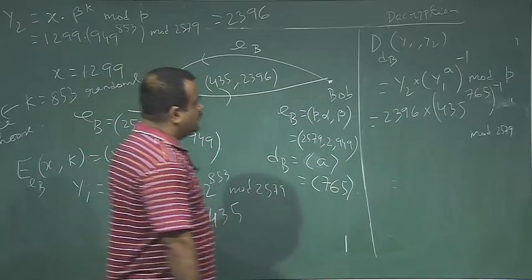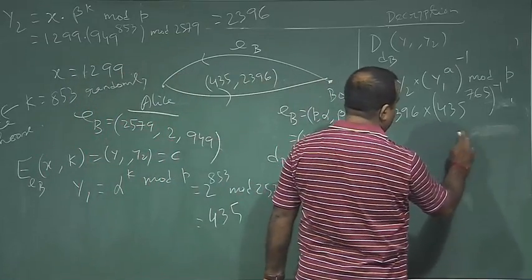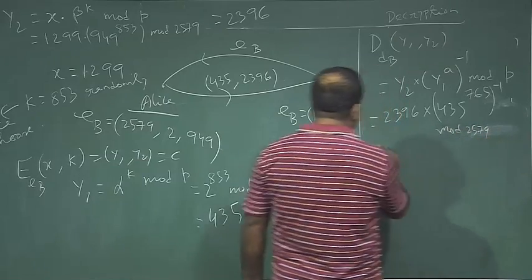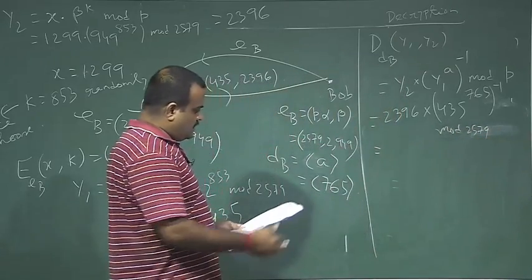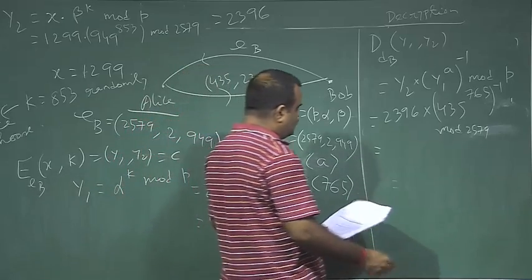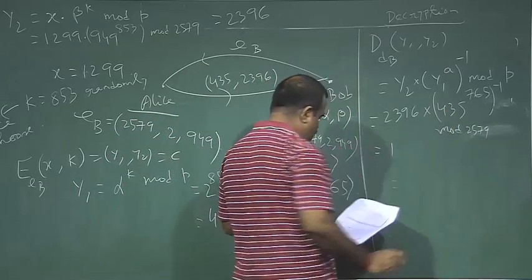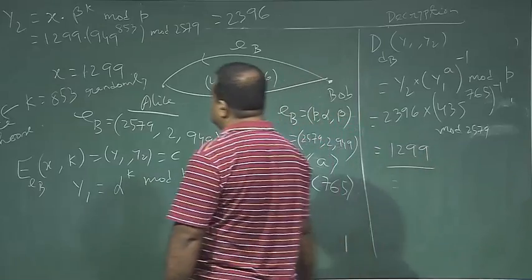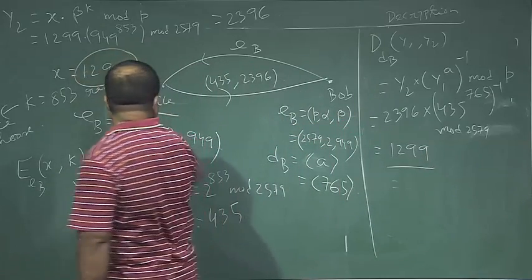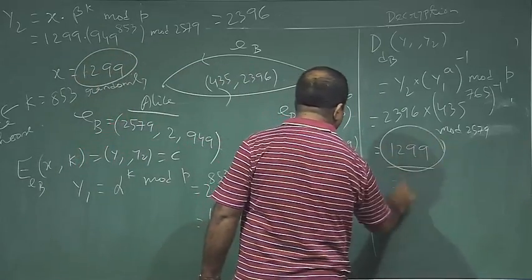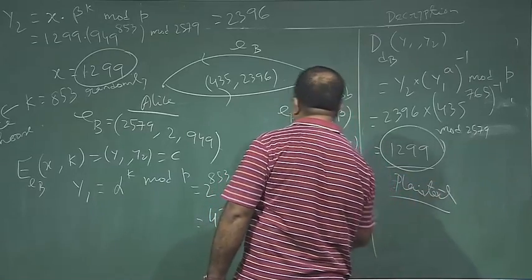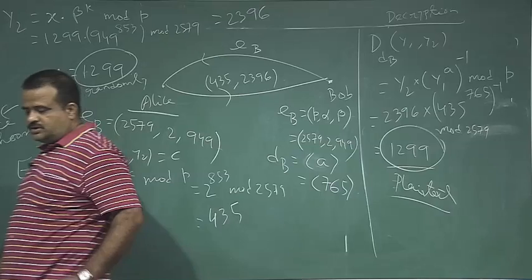Okay. So, this we can calculate easily. I mean, if we calculate this inverse and all these things, it should give us 1299. So, 1299. This is the plain text which was encrypted.